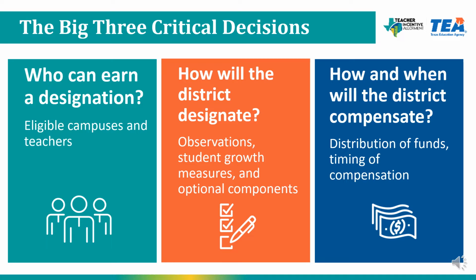There are three critical decisions that districts must make as they prepare to develop their local designation system. Who can earn a designation? How will the district designate? And how and when will the district compensate? This recording will focus on how will the district designate.